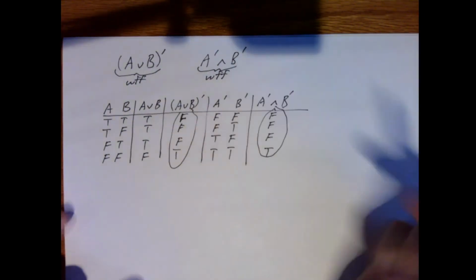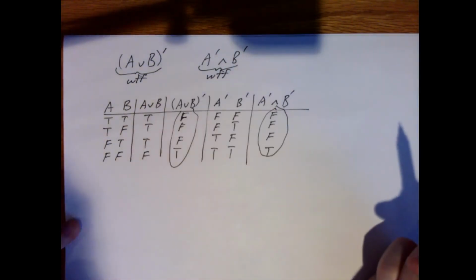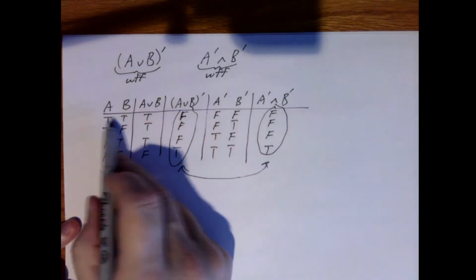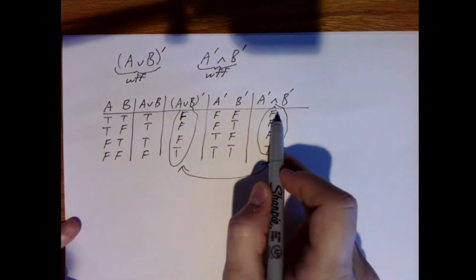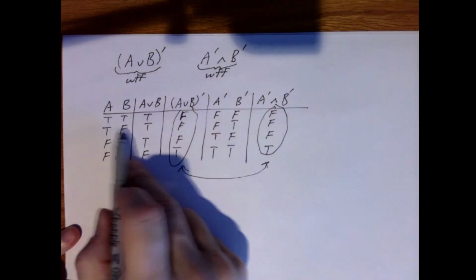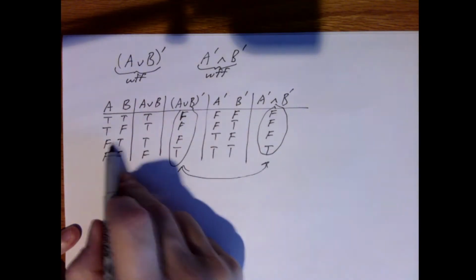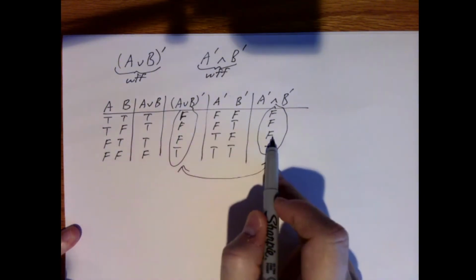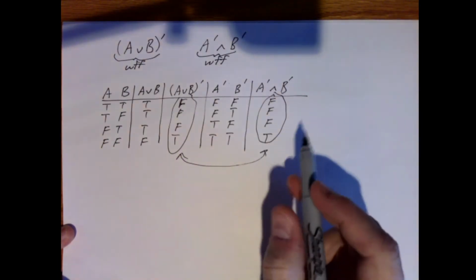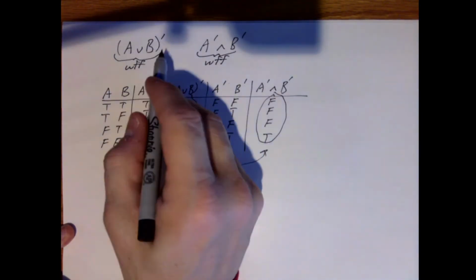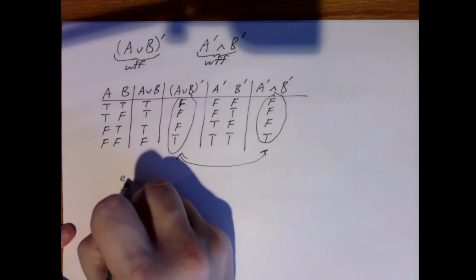So that's this. So what was the point of that? Well, let's look at these two. For this combination of A and B, this produced false, and this also produced false. For true and false, I got false and false. For false, true, I got false and false. And for false, false, I got true and true. So what that means is that these two expressions are equivalent.